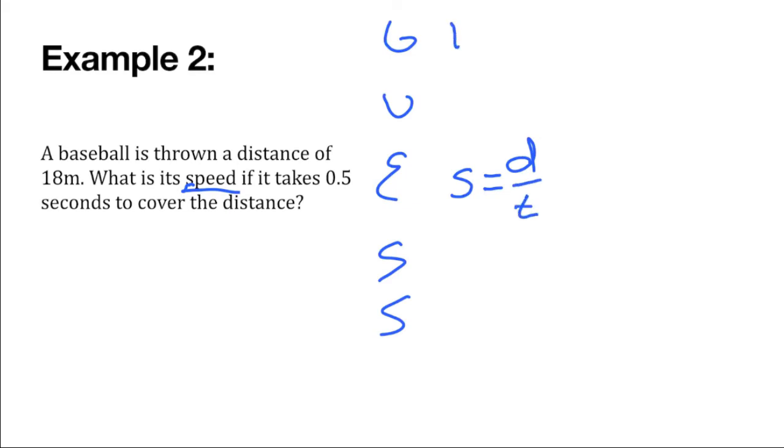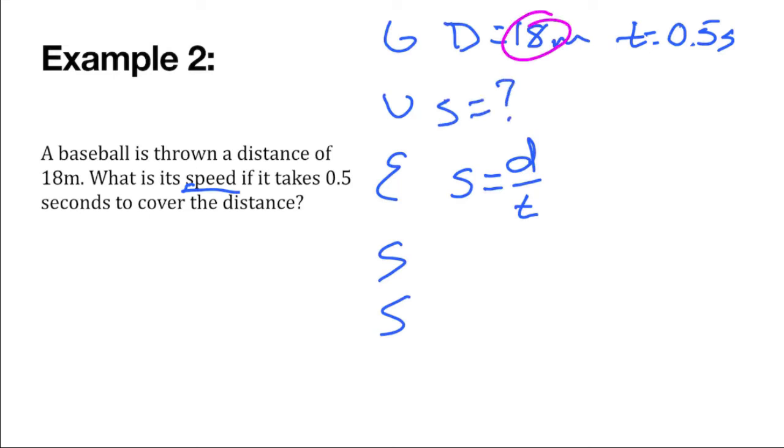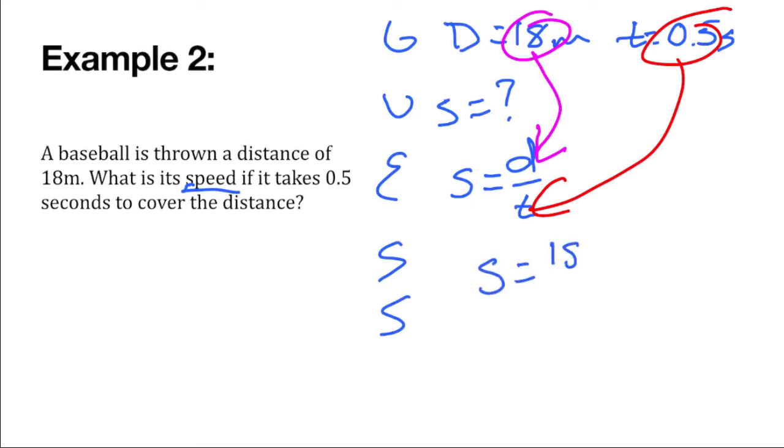And our distance, it tells us, is 18 meters. And my time is 0.5 seconds. And then our unknown, again, is our speed, because it says, what is the speed of the object? So again, we're substituting. This 18 is coming in here for the D, and our 0.5 seconds is coming in for T. So we have S is equal to 18 meters over 0.5 seconds.